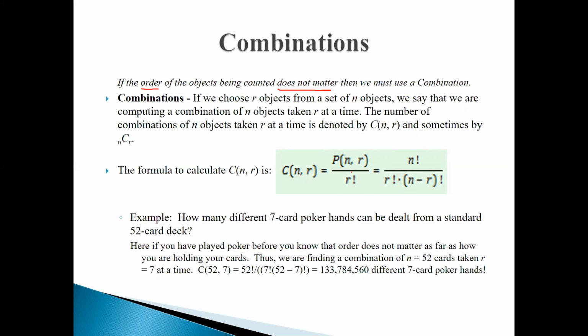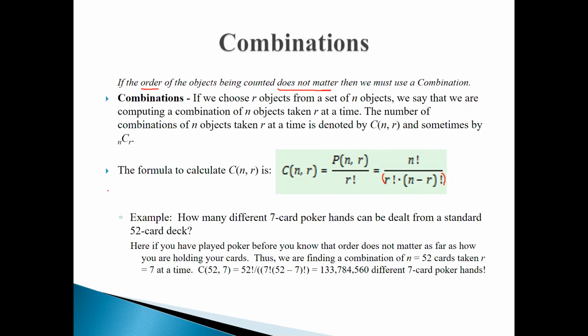Well, we can simplify this into one equation, and that becomes N factorial divided by R factorial times N minus R factorial. So again, when you're plugging this in your calculator, you'll want to be sure to put parentheses around all of that, otherwise you're going to have a wrong calculation.